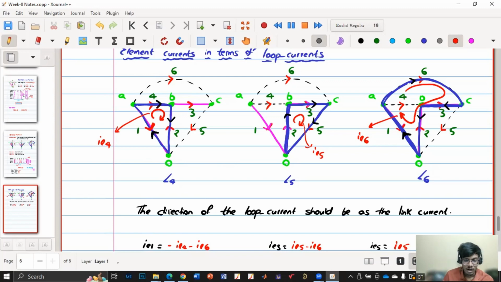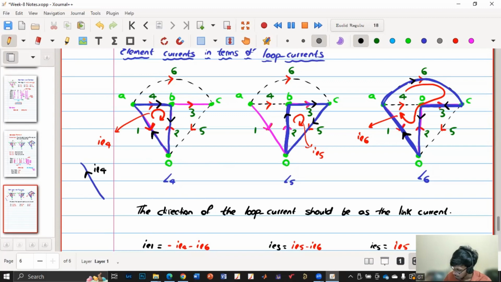Now we have to write the individual element current because of these loop currents. So if you consider element 1, because of this loop current IL4, IL4 current is flowing in this direction.